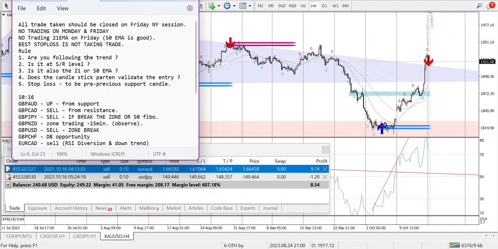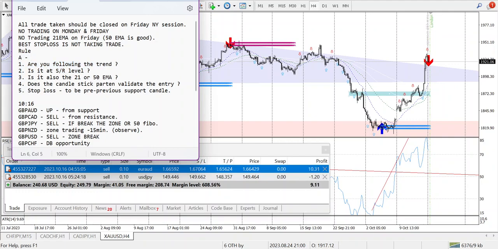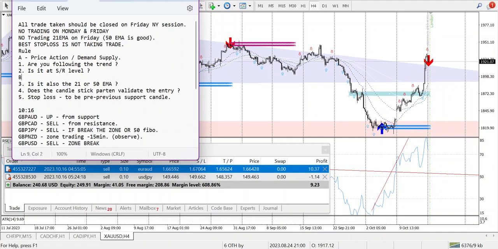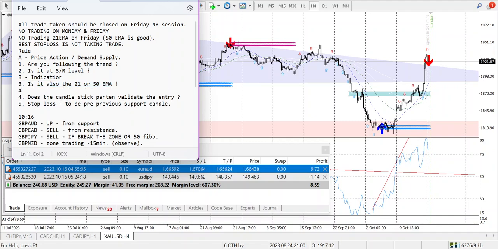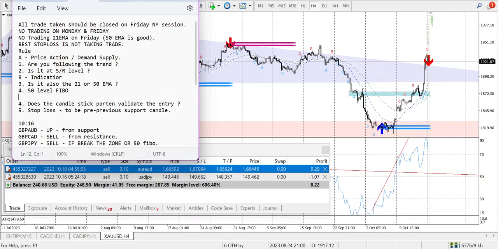This is called price action, or demand and supply. First, price action and demand supply should be fulfilled. If it is fulfilled, then we'll go for the indicator. The indicator will be like the 21 EMA, or the 50 level Fibonacci. I'm making it a little complicated, right?